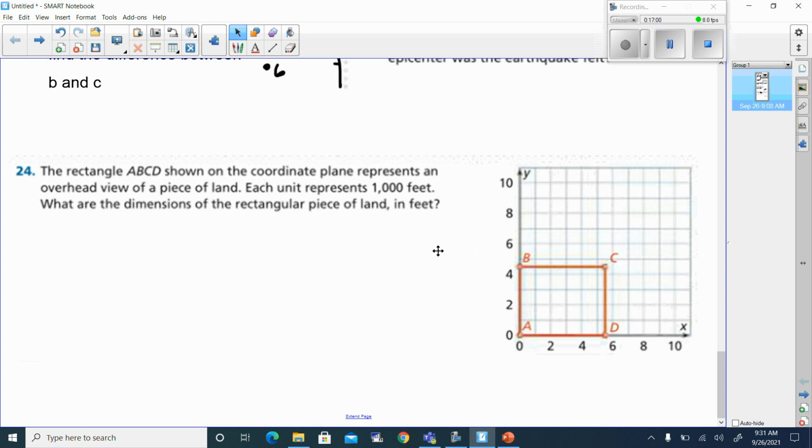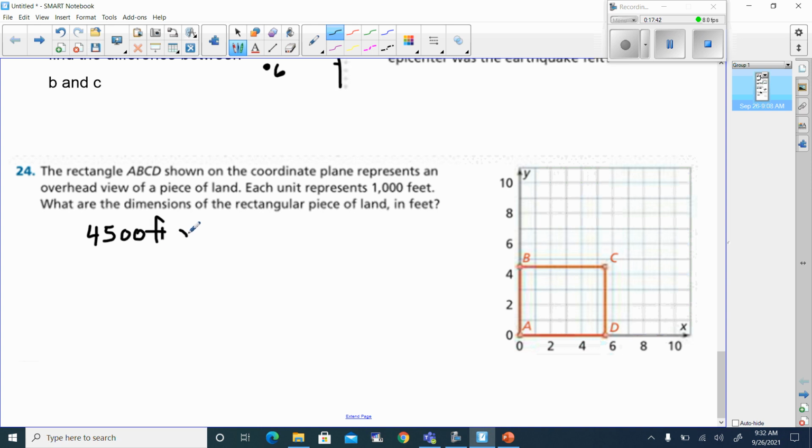Okay, if each one of these units represents 1,000 feet, and they want to know what are the dimensions of this piece of land, then I know this is going to be, wow, well, this is kind of in the middle here, isn't it? So this is going to be kind of complicated. I would say that this is 1, 2, 3, 4,500, right? And this would be 1, 2, 3, 4, 5,500. So when I write that out, I would have 4.5 would be 4,500, right? And feet.